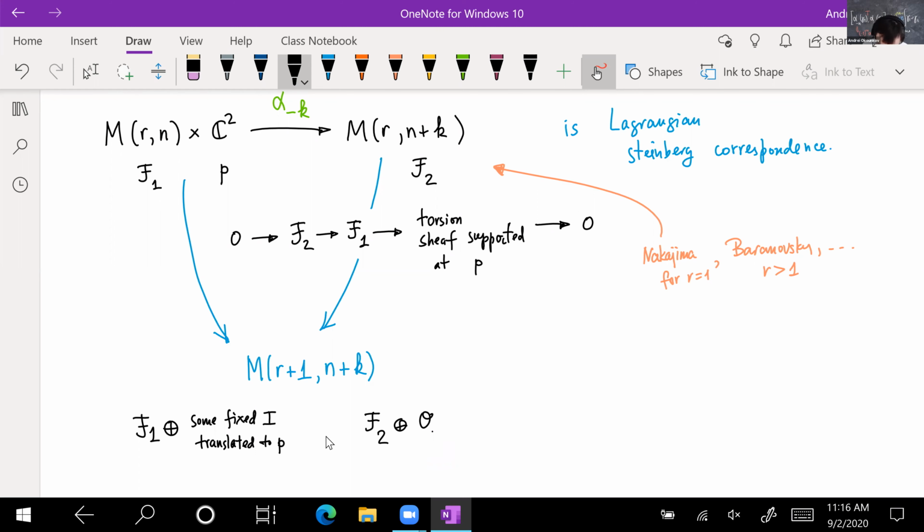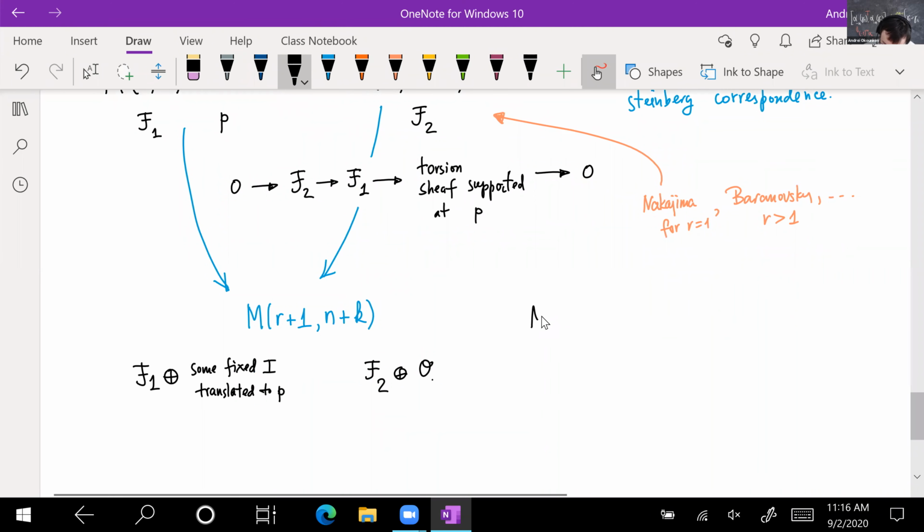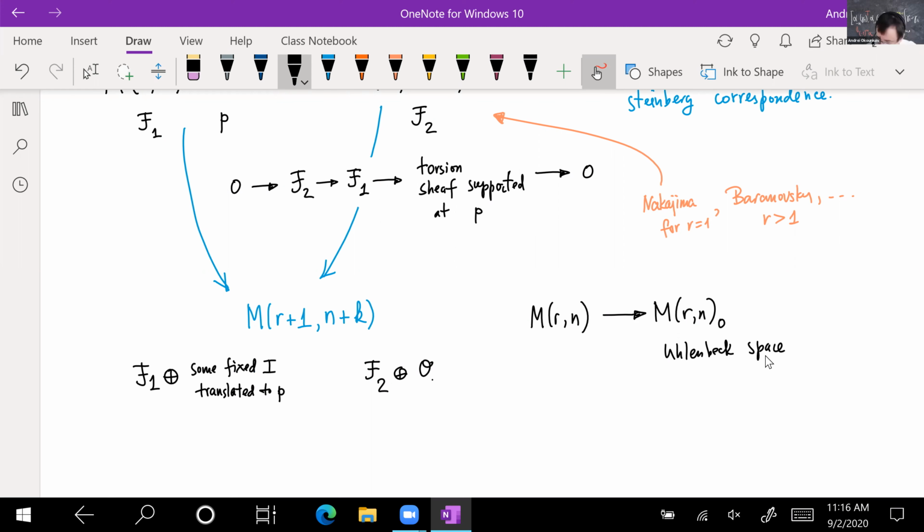And so where would they go? What's the map to the affine quotient? The map to the affine quotient, so if I have M_R(N), the corresponding map to M_R^0(N), is the Uhlenbeck space. It takes the sheaf F and takes it to its double dual, which is a vector bundle.